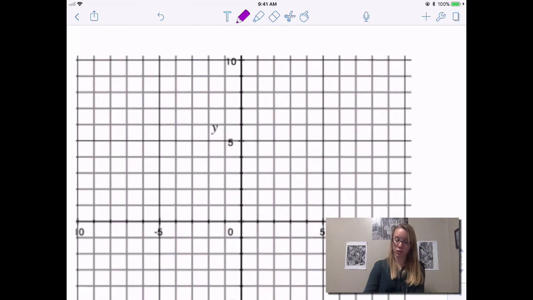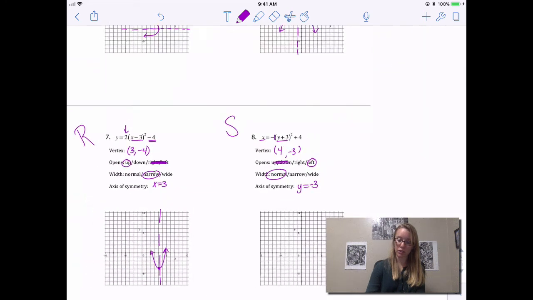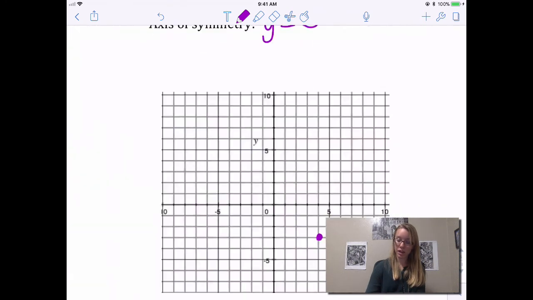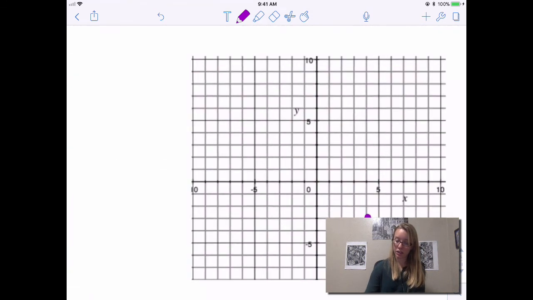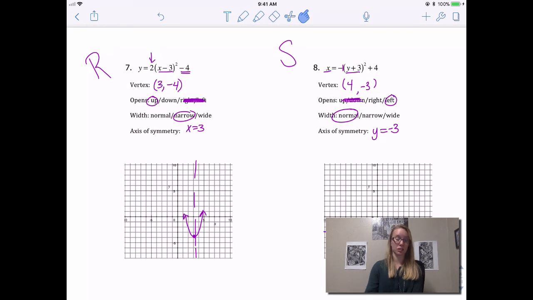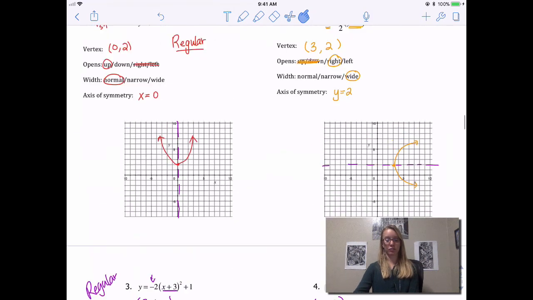So I go over 4, down 3. And then we've got left and normal. So notice it's not a perfect graph, but it does look like a parabola. It looks like I didn't just draw it somewhere. It starts from the vertex. It looks like a parabola, and then I have my axis of symmetry. So give it a little time to actually make it look decent. So those are all of your graphs of parabolas.